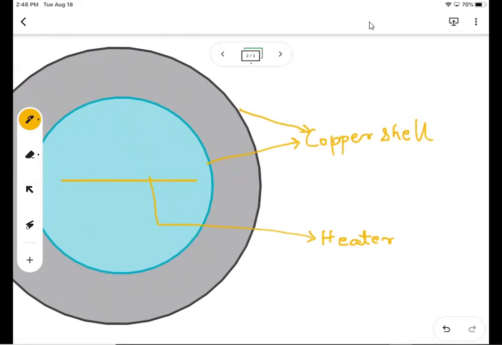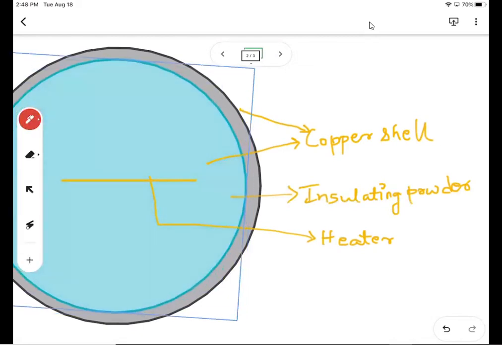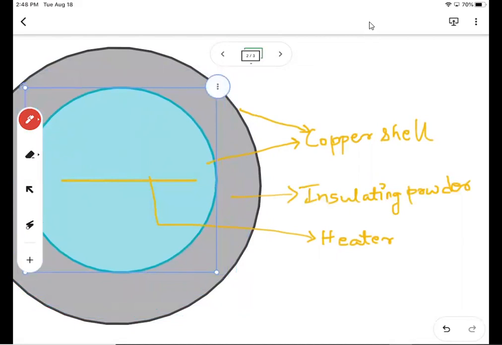And usually we use asbestos, this is the insulating powder. Let us call the temperature on the inside shell Ti, and over here let us call it To. These are the temperatures of these two shells.